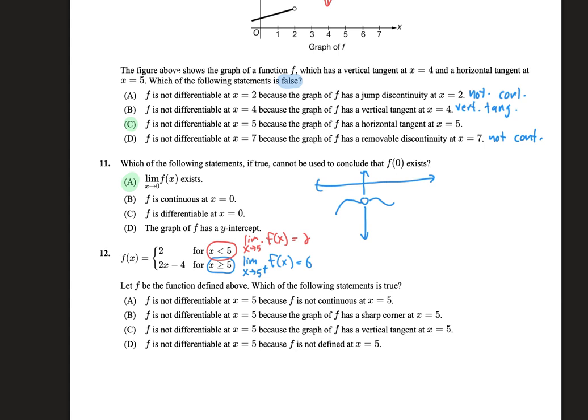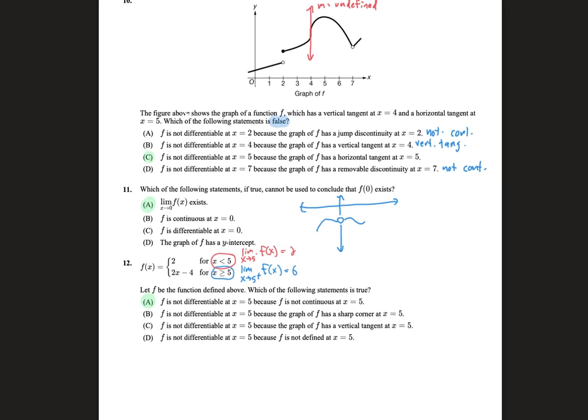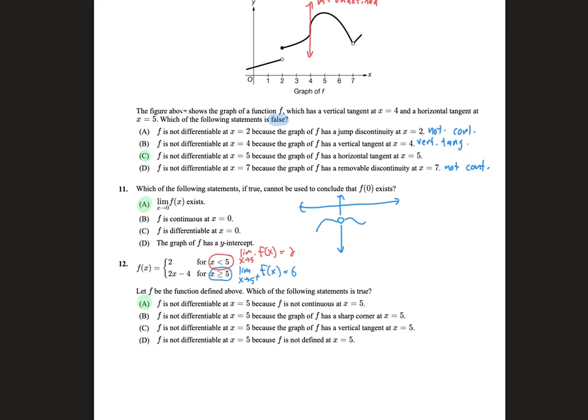Oh, I didn't even see that. They didn't even care what type of discontinuity it was, but it's discontinuous. There's no sharp corner, there's no vertical tangent. It is defined because at x equals 5, it equals 6. So A is true, sorry, not the others.